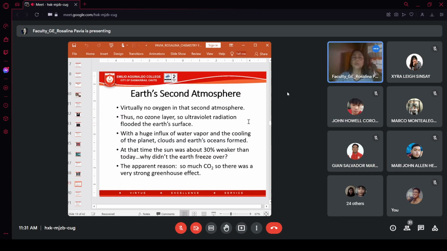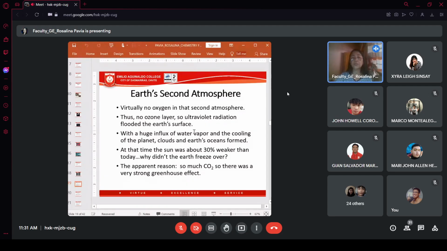Okay, so sa second atmosphere, there was no oxygen yet. Wala pang oxygen sa second atmosphere. So if there is no oxygen, wala ding ozone layer. Diba? You know very well that ozone consists of 3 atoms of oxygen. So if there is no oxygen, no ozone layer. So what happened? Ultraviolet radiation flooded the Earth's surface.